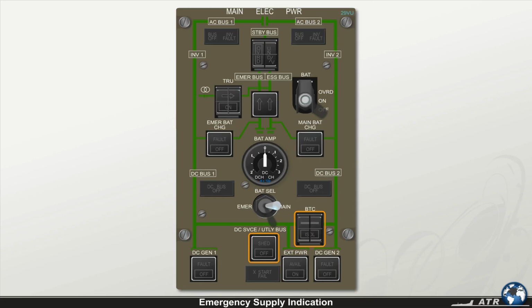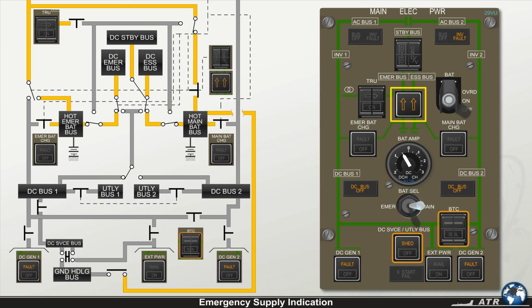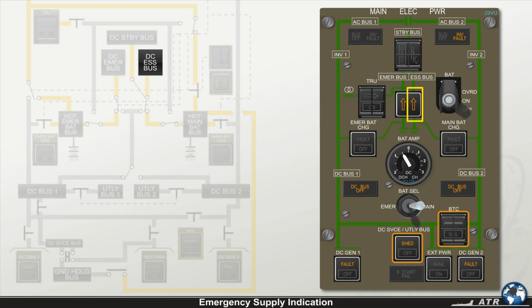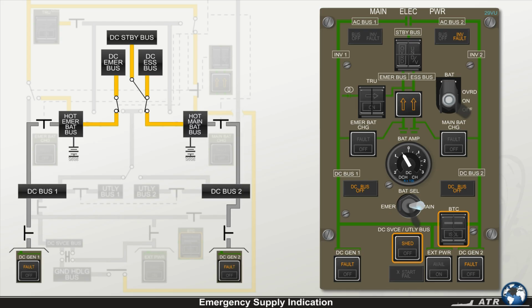In the center of this part of the main electrical power panel, you'll find the emergency supply indicator. There are two arrows in this indicator. The illumination of the right amber arrow informs you that the DC essential bus is directly powered by the main battery, and the illumination of the left amber arrow informs you that the DC emergency bus is directly powered by the emergency battery. Normally, both arrows will illuminate in case both DC generators are lost, and the batteries become the only DC power source available.